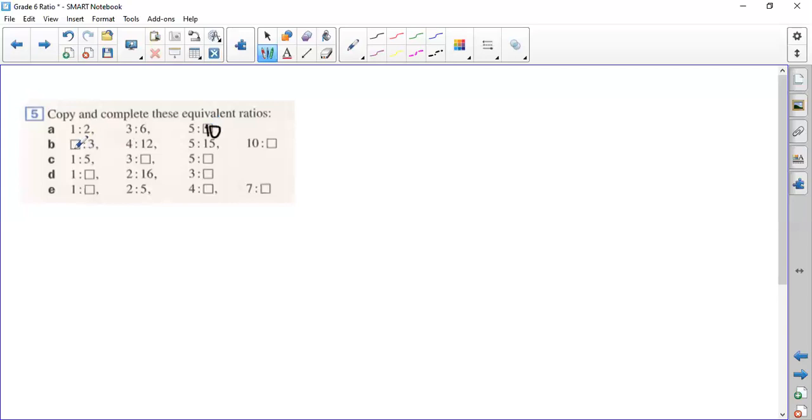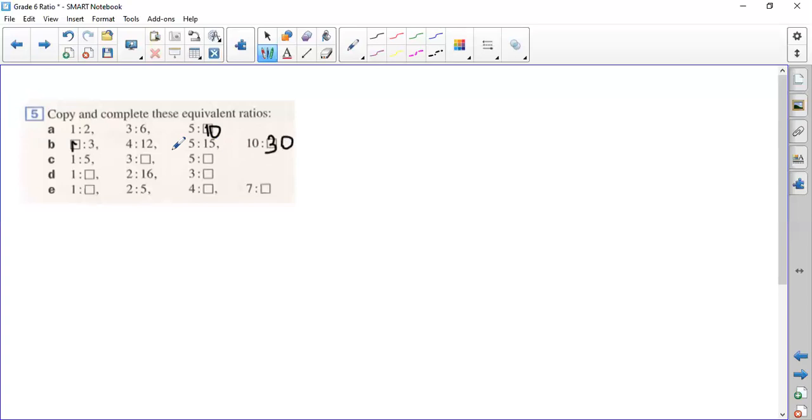Okay, so I have the ratio something to 3, 4 to 12, 5 to 15. So if I have equivalent ratios, it means this 3 to become 12 is multiplied by 4, which means the first one must be 1. Let's check for the other ones. So 5 times 1 is 5, 5 times 3 is 15. Okay, this one is okay. 10 to what? 10 times 3 will be 30. So it will be 10 to 30, the other ratio.